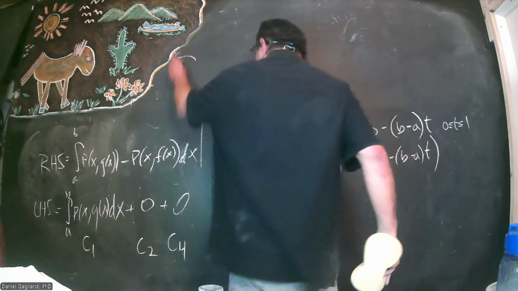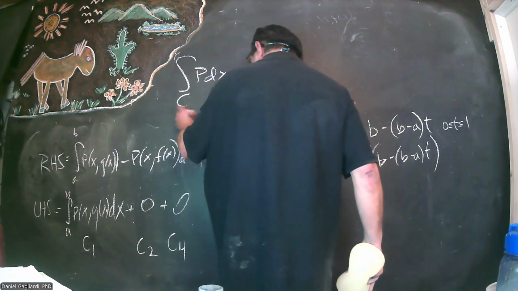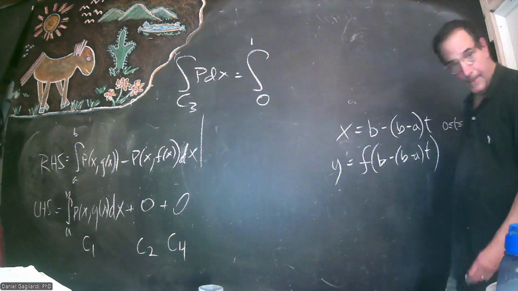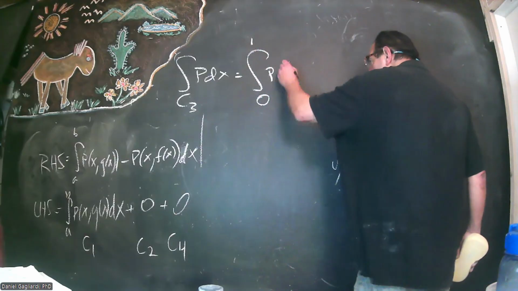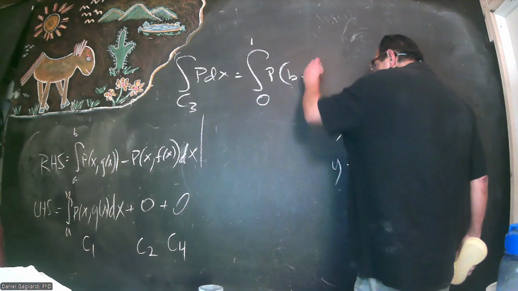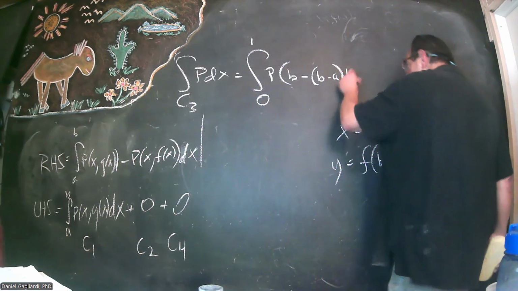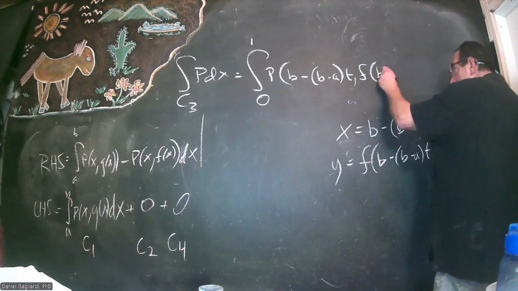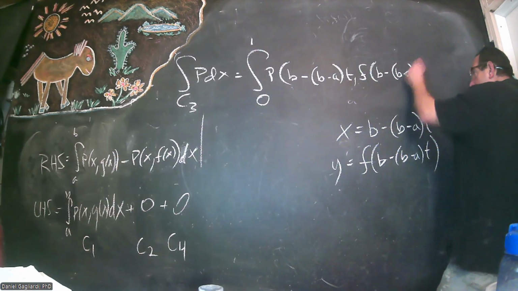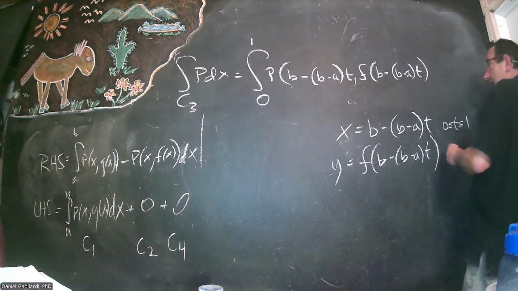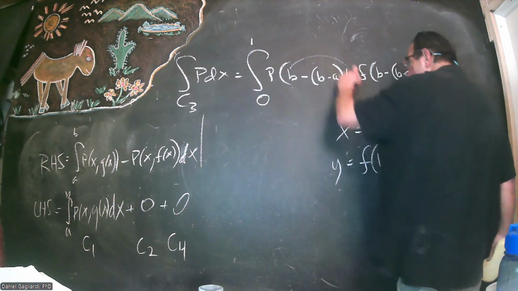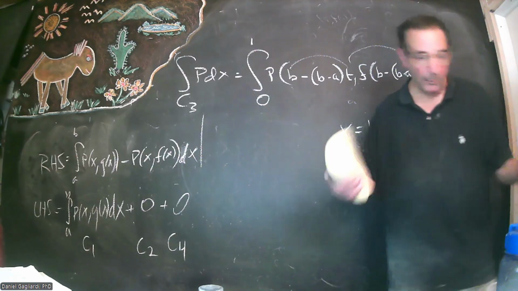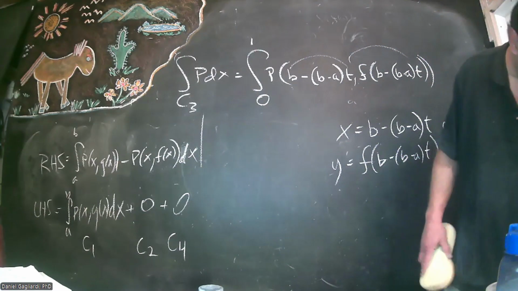So the integral of p dx along C3 is the integral from 0 to 1 of p of b minus a t, that's the x coordinate, and the y coordinate is f of b minus a t. And so this is p of x and y, because that p is a component of some maybe force function or something like that.